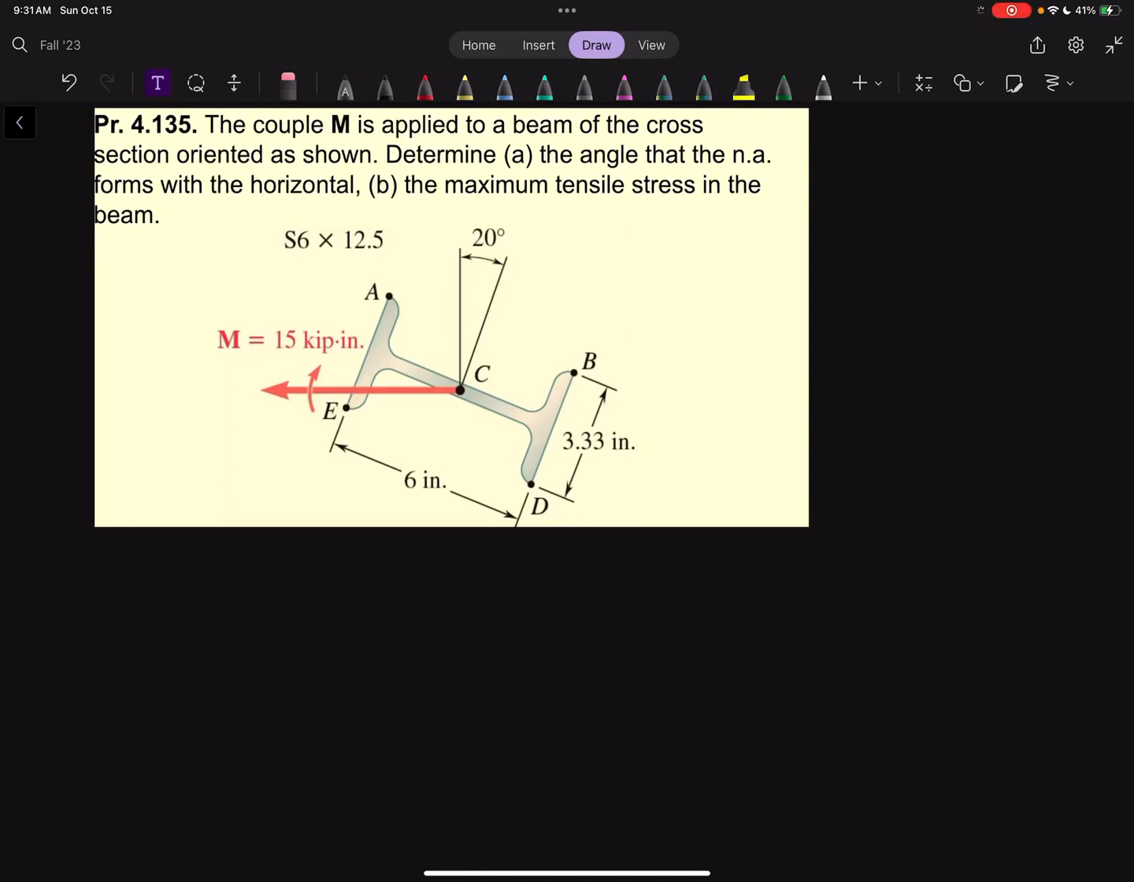The couple M is applied to a beam of the cross-section oriented as shown. Determine A, the angle that the neutral axis forms with the horizontal, and B, the maximum tensile stress in the beam.